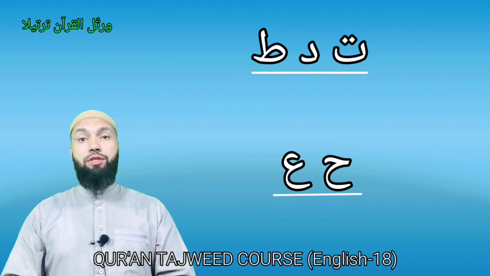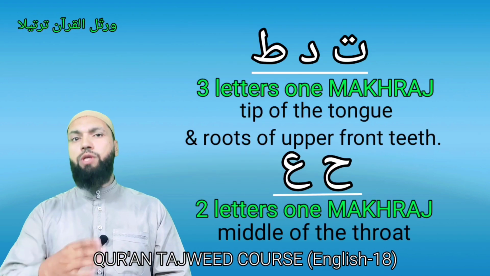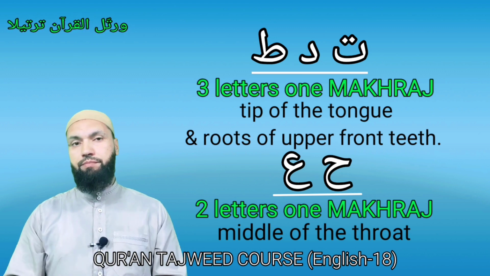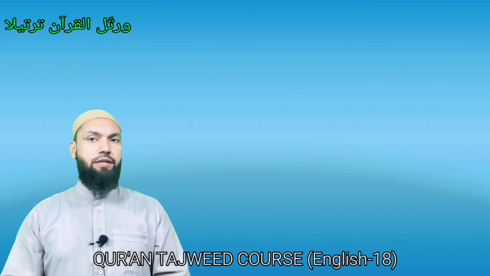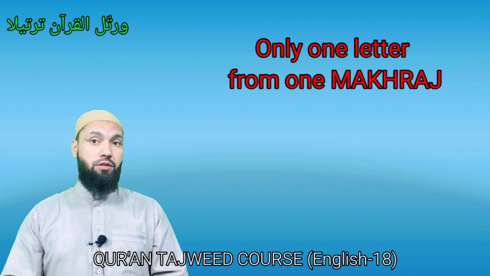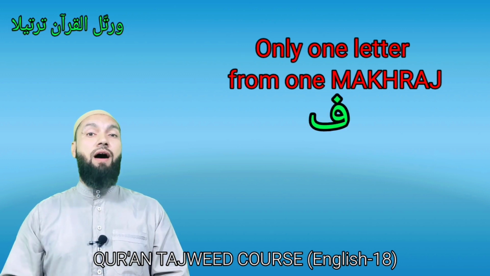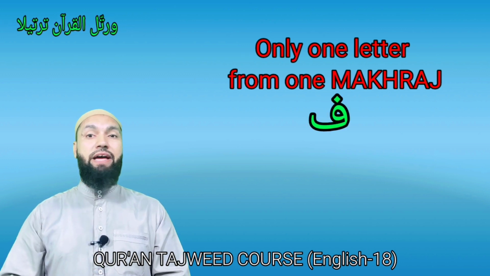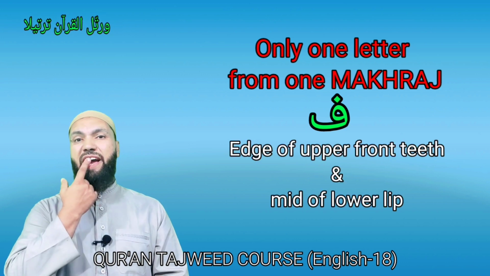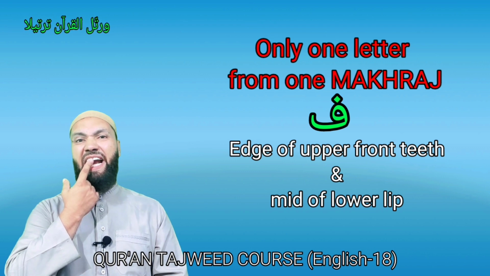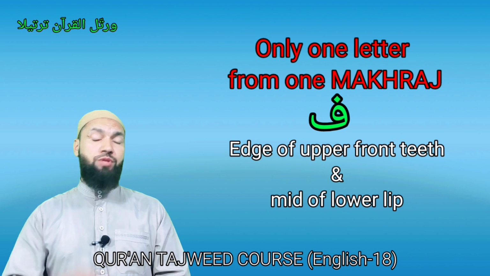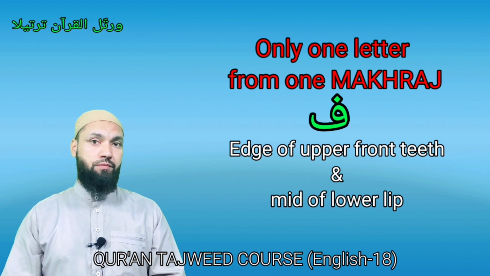So in the case of these 2 groups of letters, we saw that 2 or even 3 letters are produced from one makhraj. Now, unlike these letters, there are some letters which are alone articulated from one makhraj. For example, the letter fa, which corresponds to the letter F in English and is produced between the edge of your upper front teeth here and the mid of your lower lip. And this is the only letter produced at this articulation point.